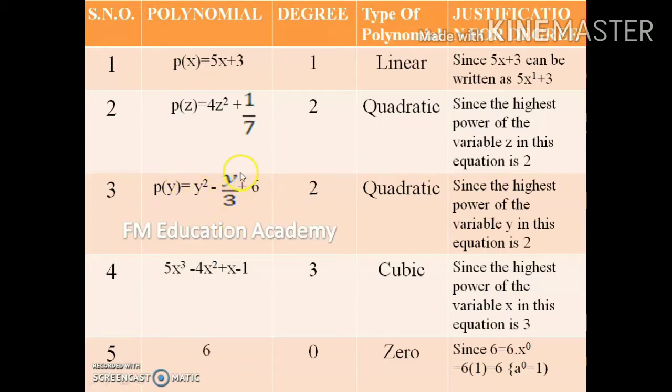Here 1 by 3 is the coefficient. That is why this expression is a polynomial, and the highest power is y squared. And here the power is 1. So 2 is bigger than 1. That is why 2 is the degree.